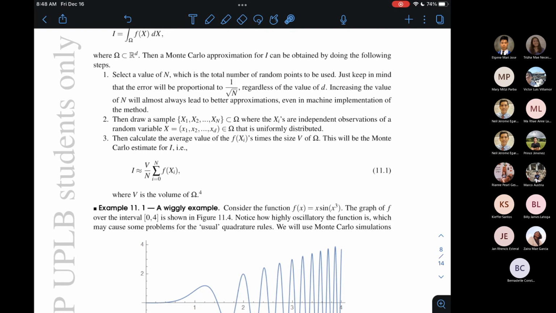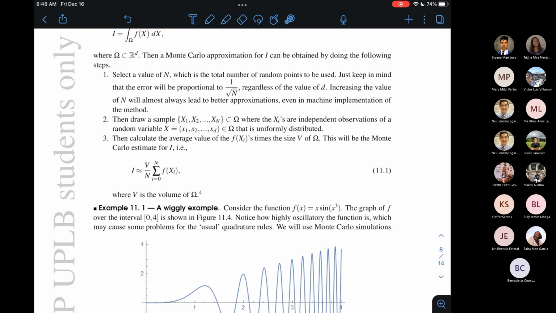Hindi siya katulad ng mga na-establish natin na theorems dati na sure tayo na yung mga errors ay hindi lumalampas doon sa halimbawa n plus first derivative ni f evaluated at psi all over n plus 1 factorial times the norm of omega. So hindi siya ganun. Kasi dito ito ay parang estimate lang galing sa, what do you call this? Galing sa central limit theorem.